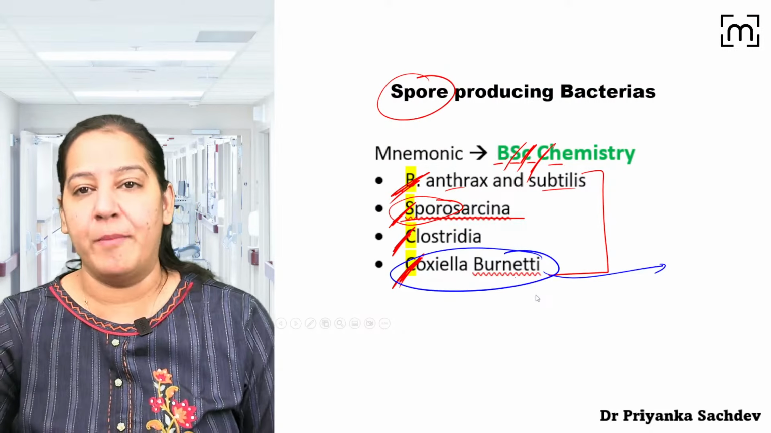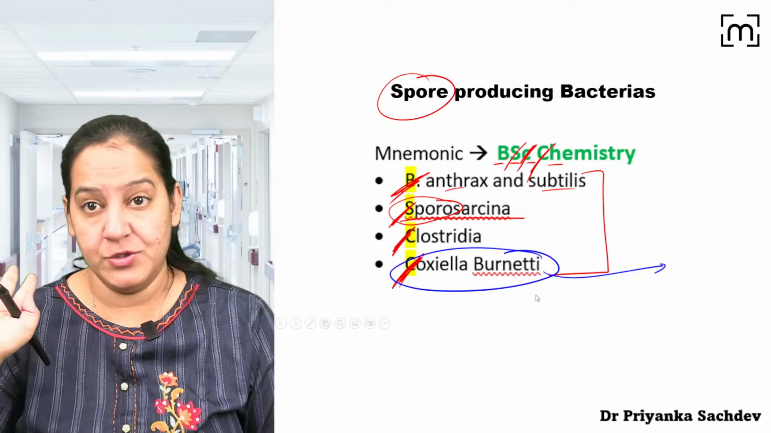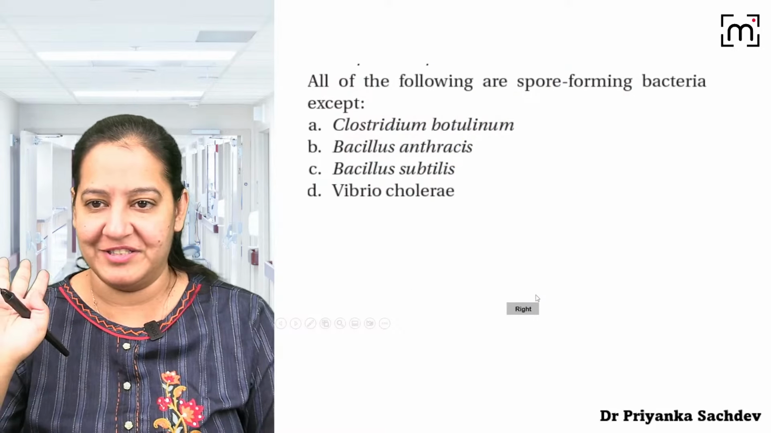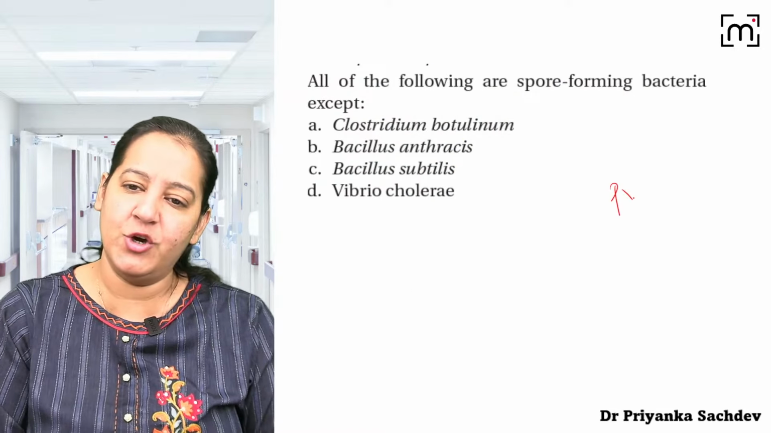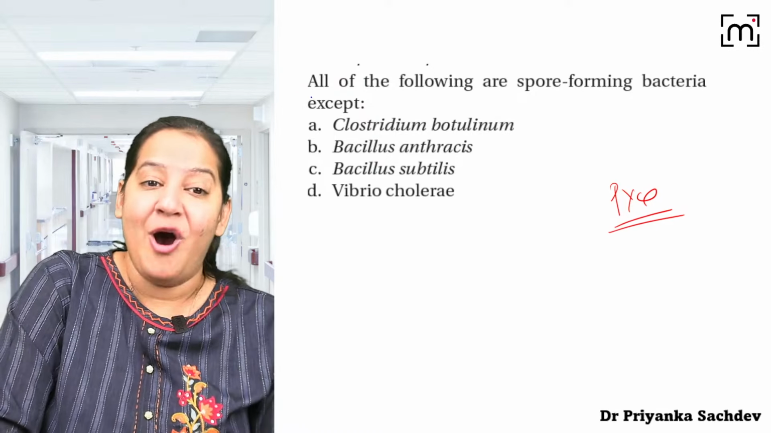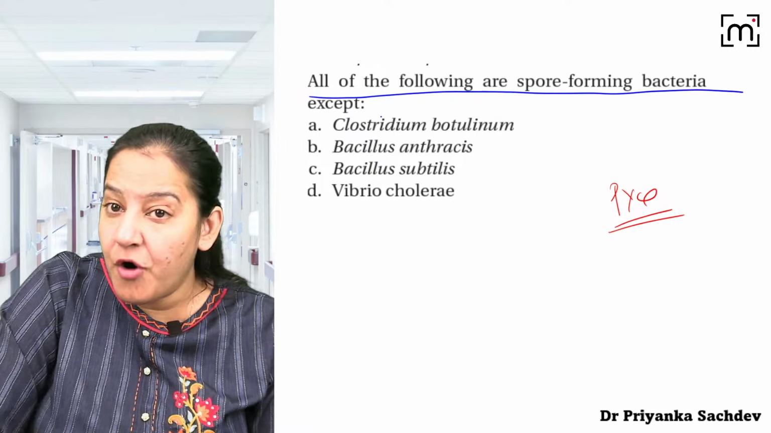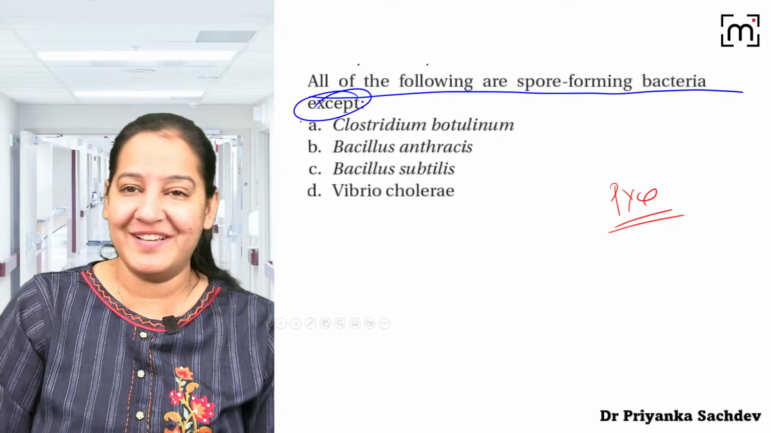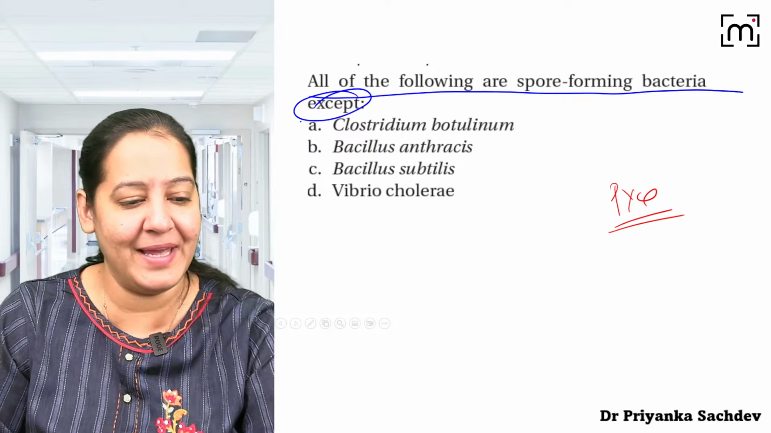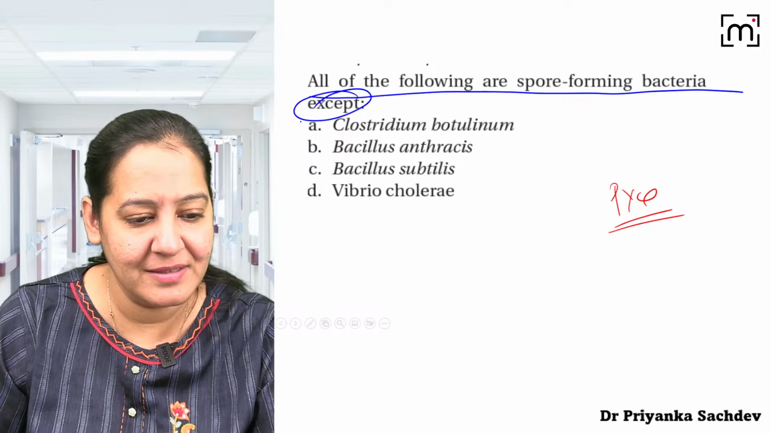Okay. So spore forming bacteria, it's BSc chemistry. Don't forget BSc chemistry, right? So these are the types of the spores we have learned. Can you solve this PYQ with me based on this concept? I guess you can. All of the following are spore forming bacteria except, the question contains except. Who will tell me the correct answer?